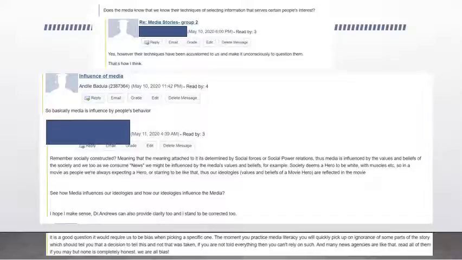So the first question there, does the media know that we know their techniques of selecting information that serves certain people's interests? This is just what one student asked in the forum, and then another student responds, yes. However, their techniques have become accustomed to us and make it unconscious to question them. That's how I think. So this great response, I think, shows fantastic understanding of the context and actually explaining it to another student. The second example is the same. So they are starting to really critically engage with this and see it as affecting them and affecting how they experience text as well.